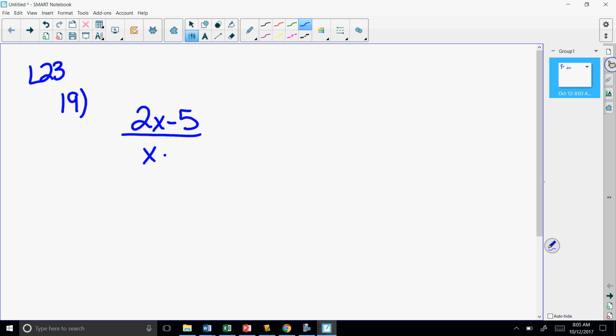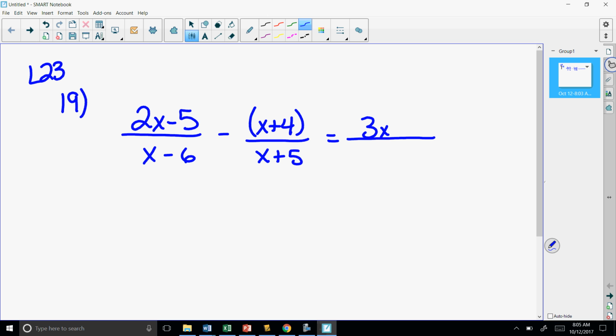over x minus 6 minus the quantity of x plus 4 over x plus 5 equals 3x plus 7 over x squared minus x minus 30. Okay.